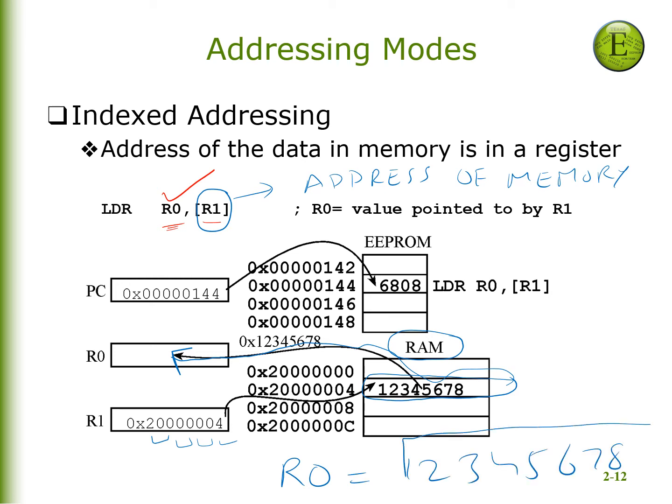This is an example of index addressing, where the memory is indexed by the value of the register. The R1 written inside the square brackets, its contents will be treated as an address. We are going to go to that memory address, 20000004, fetch the data, and put it in the destination register R0. This is what the index addressing mode does.